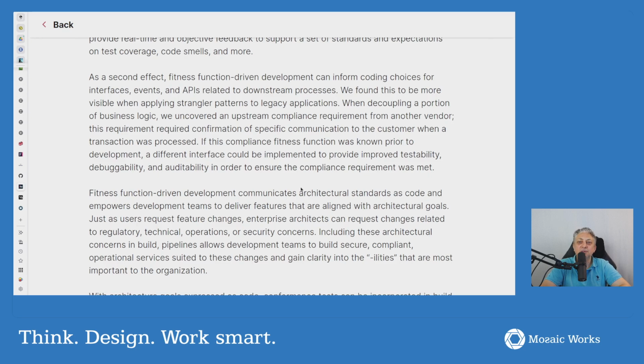As a second effect, fitness function-driven development can inform coding choices for interfaces, events, and APIs related to downstream processes. Yes, normally we would have done this with guidelines, but if you have an automated way of verifying the guidelines, even better.